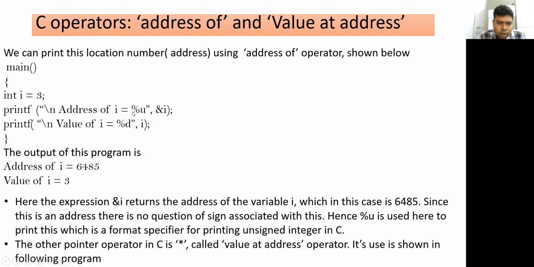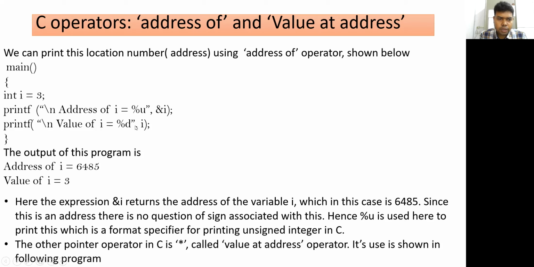And how can we print it? To print this, we use the syntax %u. Why are we using %u? Because normally we use %d to print an integer, but %u is used to print an unsigned integer. The address of any variable is always a positive integer, so there is no chance of getting a negative integer there. That is why, while printing the address of any variable, it is always an unsigned integer, so we use %u.